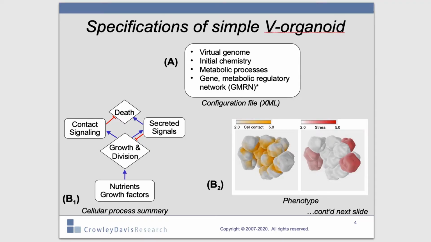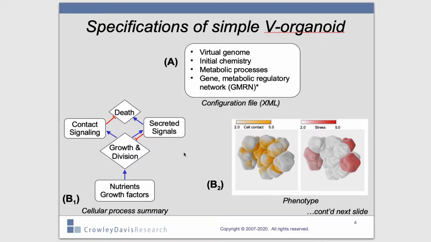In the remainder of this presentation, we're going to focus on a simple V-organoid, shown here in the lower right, and as seen in CellSim's client phenotype viewer. It forms a compact ball of approximately 22 cells in a state of homeostasis or relative stability.